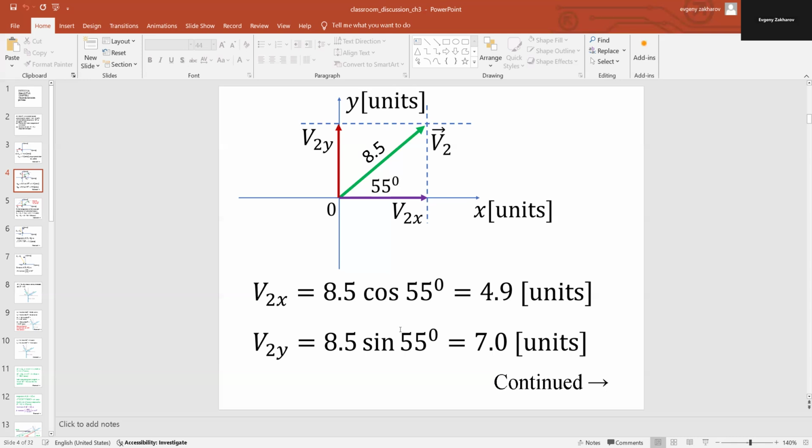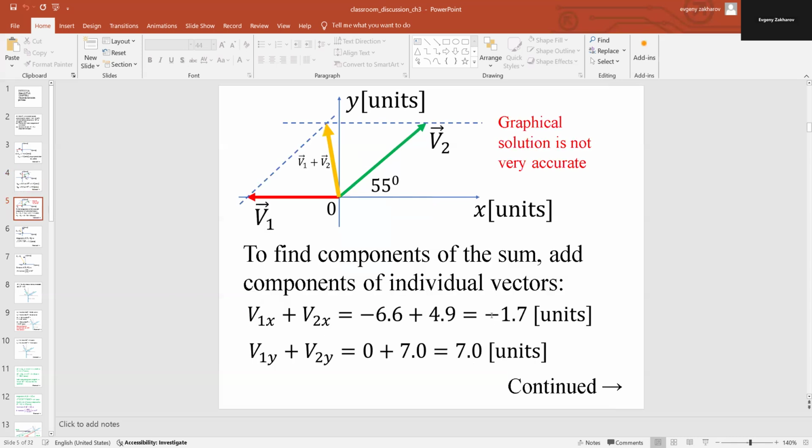If you have 55 degrees, make sure your calculator is set to degrees. Later on, we're going to say pi radians, which is 3.14, and you have to switch to radians mode then. So be careful with the input on your calculator.